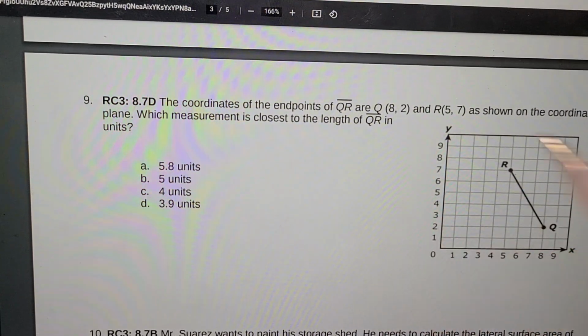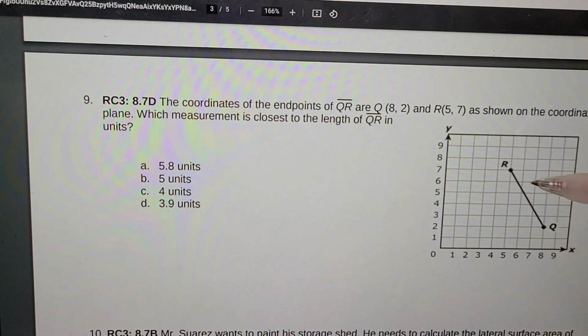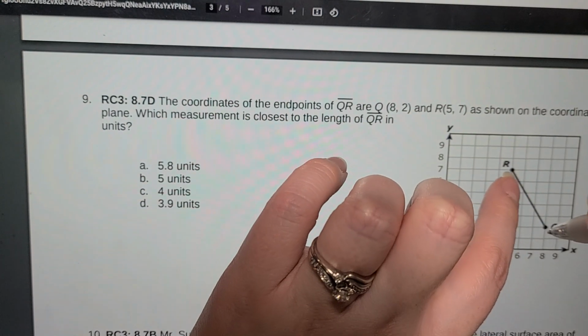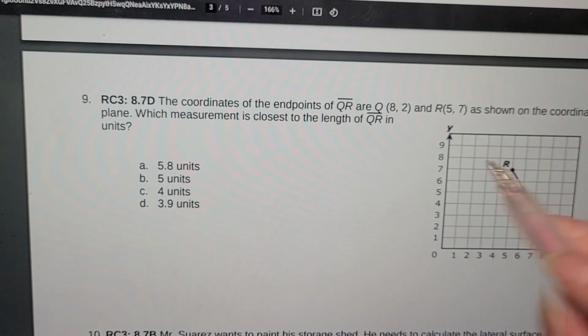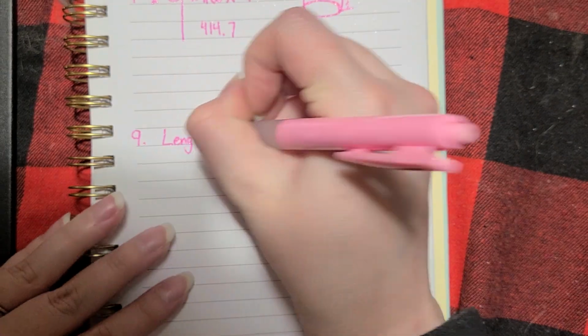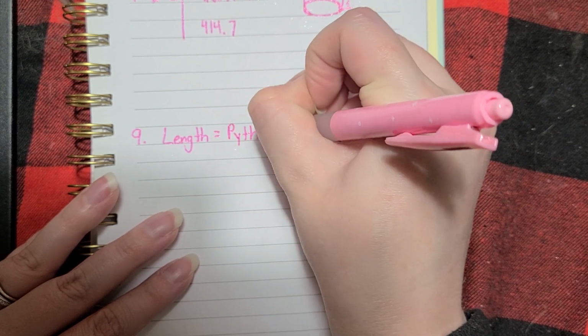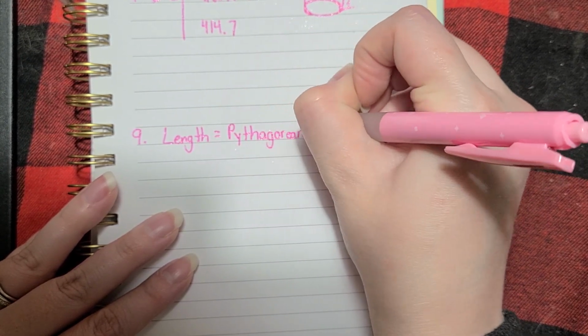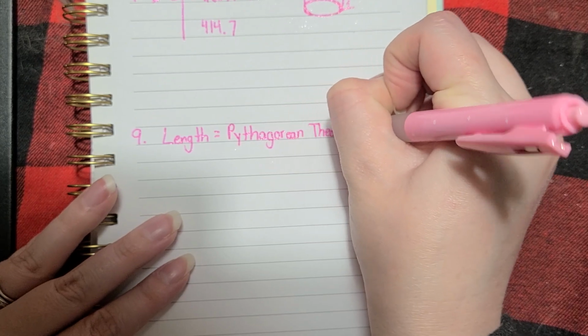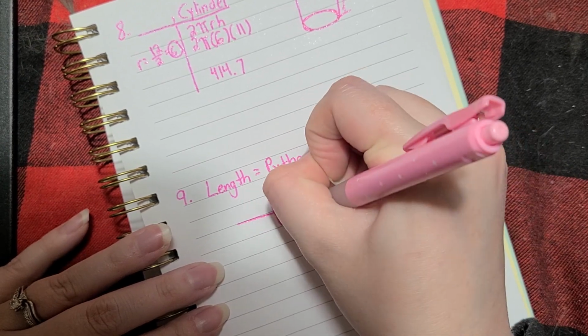If we're talking about length, I want you to think: am I talking about the steepness of my line, the slope, or the distance from one point to the other using the Pythagorean theorem? Length is how long this is, or the distance between the points. So if it says length, you'll solve for length using the Pythagorean theorem. That's how you find a missing side length or the distance between two points.